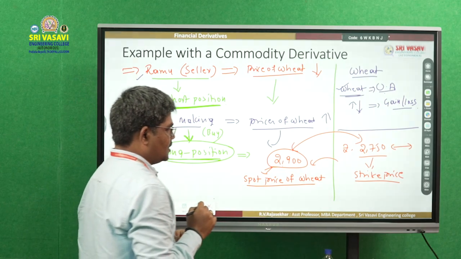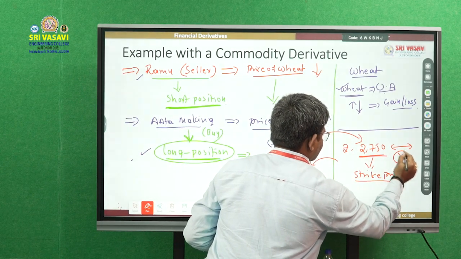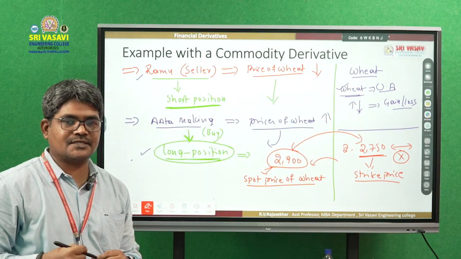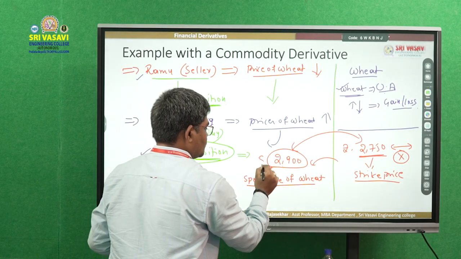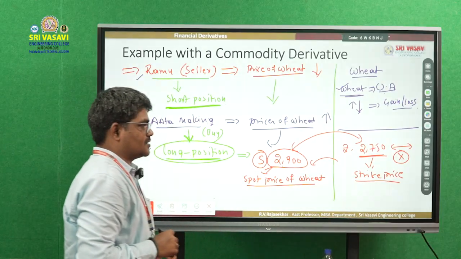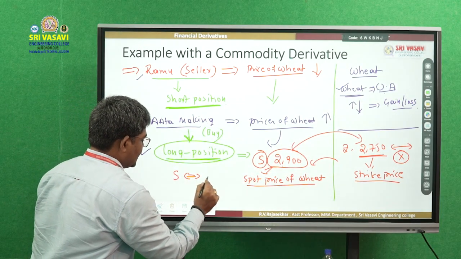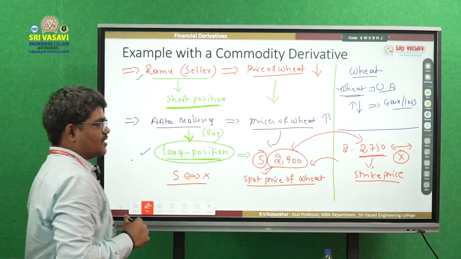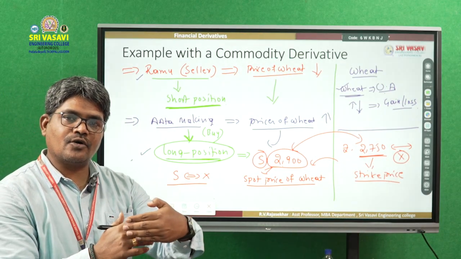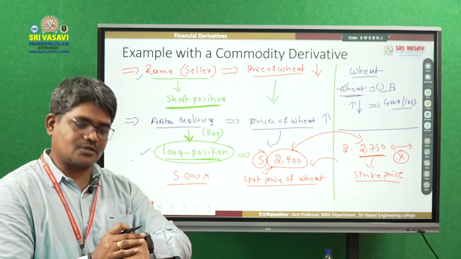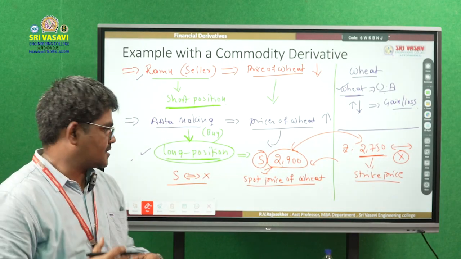In our financial derivative terms, the strike price is known as X. We are going to denote the strike price with X, and the spot price with S. The difference between S and X, spot price and strike price, will decide whether you end up the particular contract with a gain or loss. That is a key point everyone needs to understand.